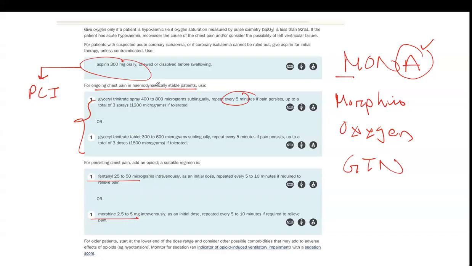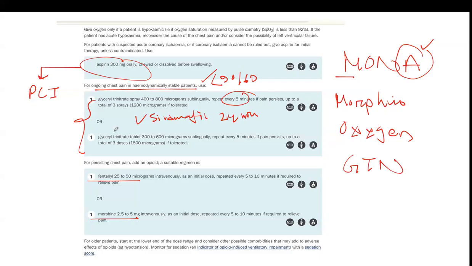Now, what does hemodynamically stable mean? Why can't we give nitrate in an unstable patient? Nitrate can drop the blood pressure significantly. So if a patient's blood pressure is less than 90/60, you can't give them nitrate. We also can't give nitrate to a patient who has taken Viagra or sildenafil within the last 24 hours. So it is very important to look for this. If hypotension, or if a patient is on sildenafil or Viagra, we can't give them nitrate.